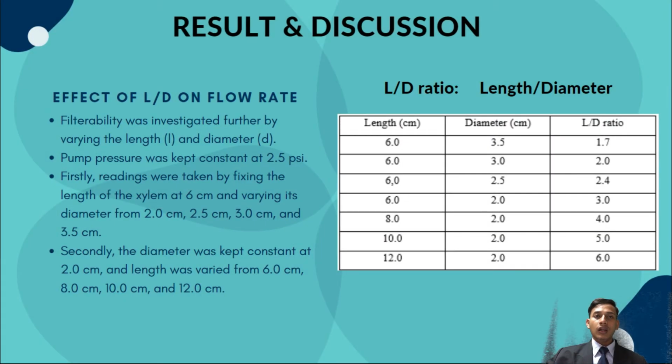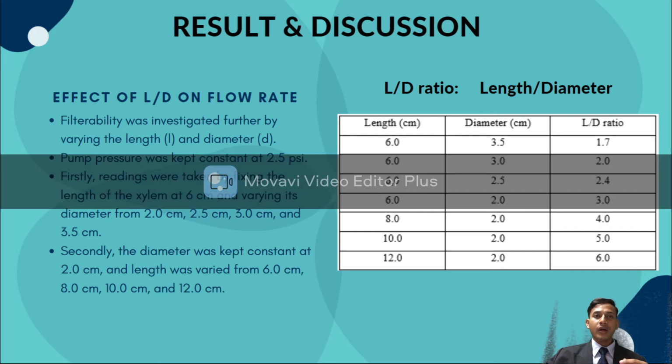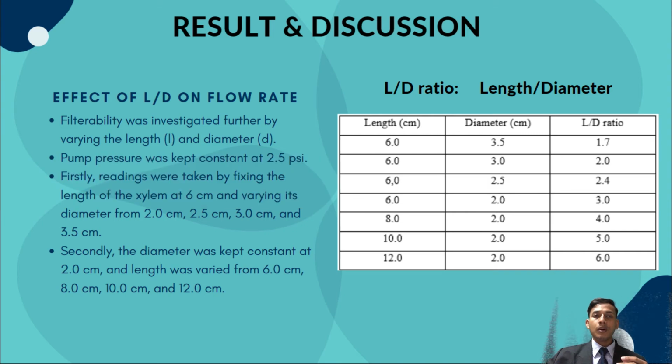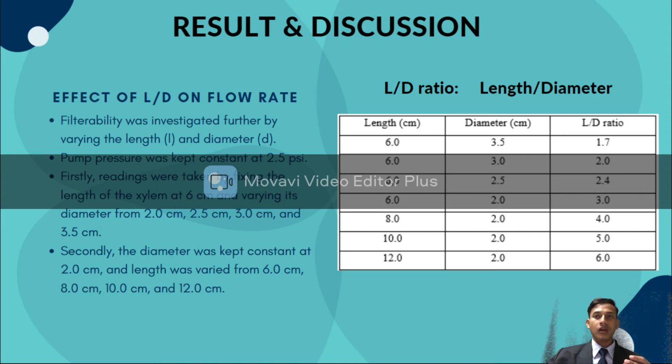Effect of length over diameter on flow rate. Since pine xylem had the greatest filtration rate among the 3 trees, its filterability was investigated further by varying the length and diameter. Pump pressure was constant at 2.5 pounds per square inch. Firstly, readings were taken by fixing the length of the xylem at 6 cm and varying its diameter from 2 cm, 2.5 cm, 3 cm, and 3.5 cm.